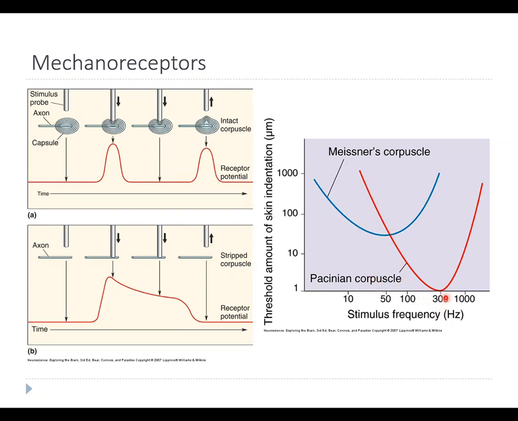Pacini corpuscles, meanwhile, are even more sensitive, but you have to go up to a higher frequency. At about 300 hertz, the threshold is all the way down here, at 1 micron. That's all you have to press inward to activate this particular receptor if it's moving in and out at 300 hertz. So again, why would you need vibration-sensitive cells in your skin?